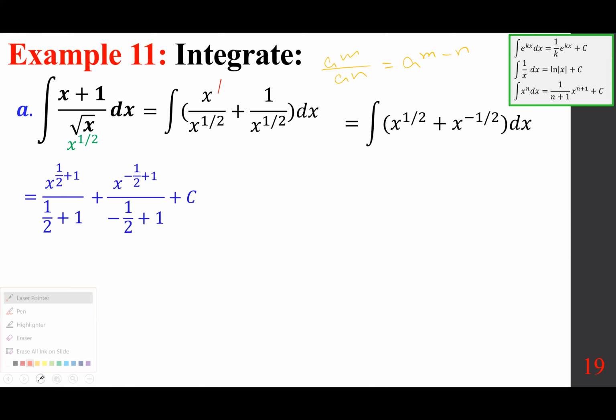So let me actually put an asterisk next to it because it is important. This is the only calculus step. We're done. Everything else is algebra. 1/2 and 1, they add up to 3/2. Negative 1/2 and 1, they add up to 1/2.